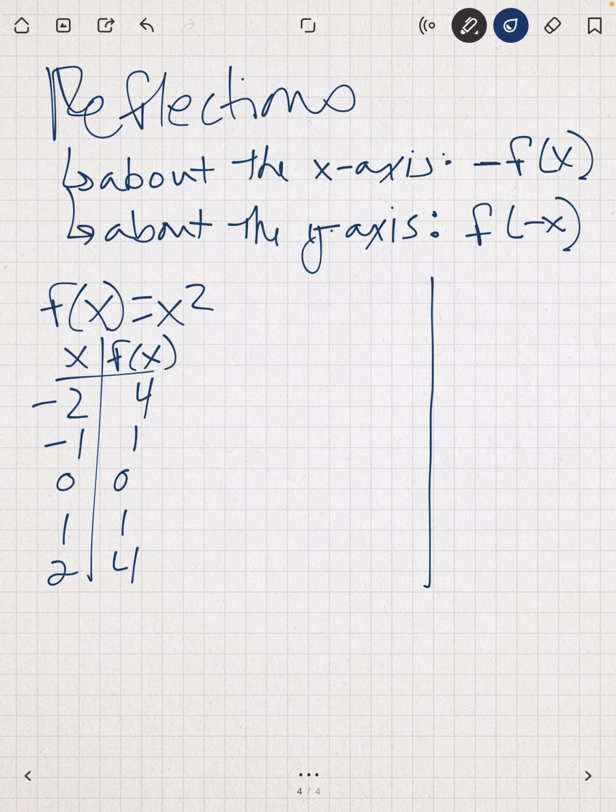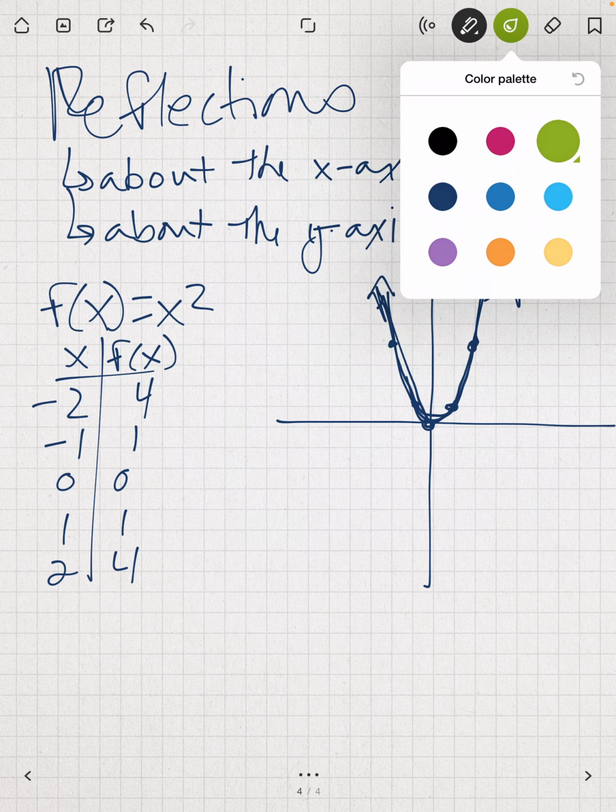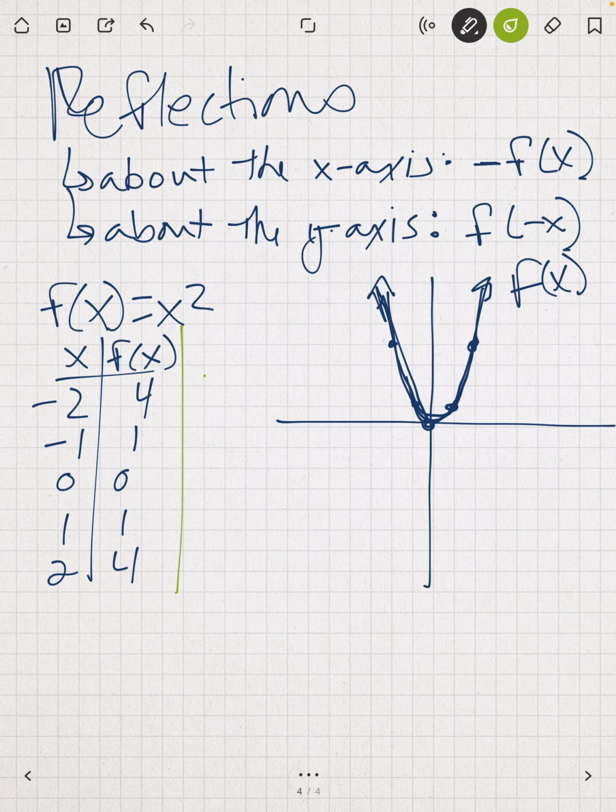And when we graph this, 0, 1, 3, 4, 1, 4, and f of x looks something like that. It needs to go all the way down. There we go. That's a little bit better. And so that's f of x. But now, let g of x be negative f of x.